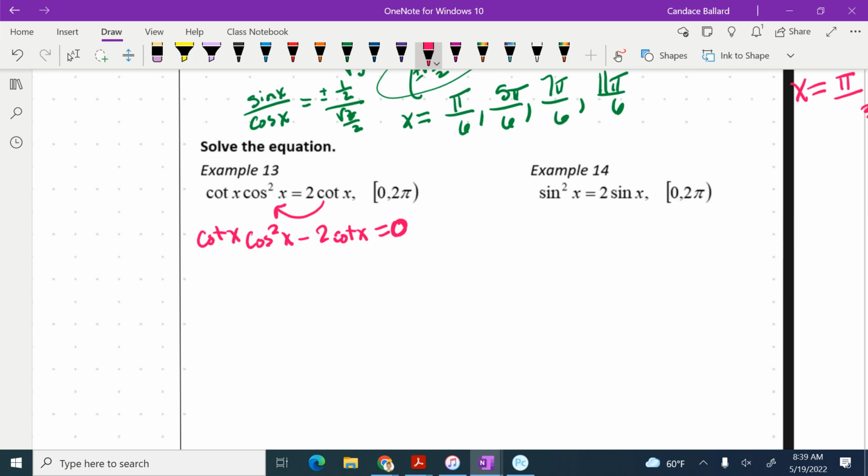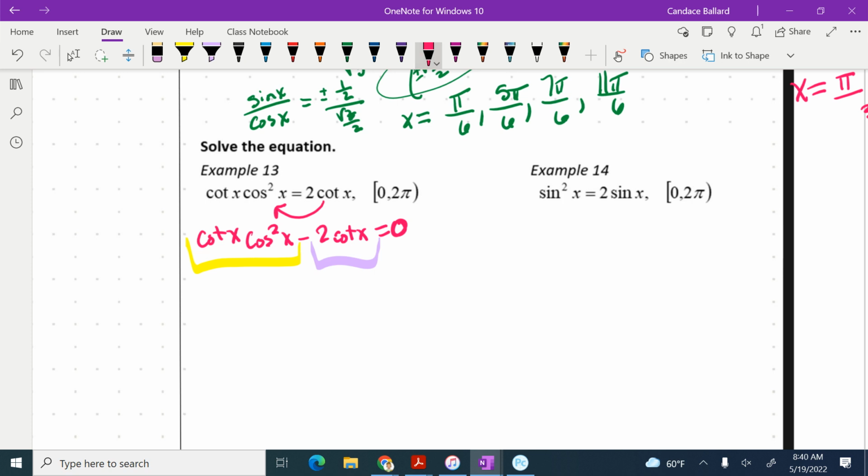Okay. Look, I have two groups, right? I've got the yellow group here and I've got the purple group. What's the very first thing I always look for when I have an equation like that? When I factor, what's the first thing I always try to find? Greatest common factor, right? Is there a greatest common factor that's in both of those groups?